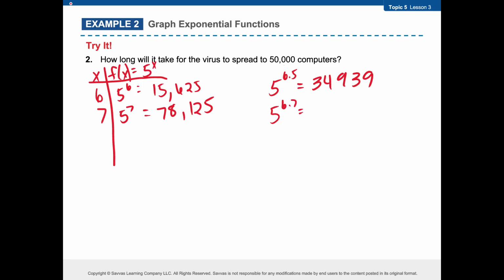So let's say if I do 5 to the 6.7, 5 y to the x, 6.7, that gives me about 48,206. So 6.8 would be too much. So technically the real answer is about 6.73 if they really want to get technical with that. But I would take 6.7 hours.